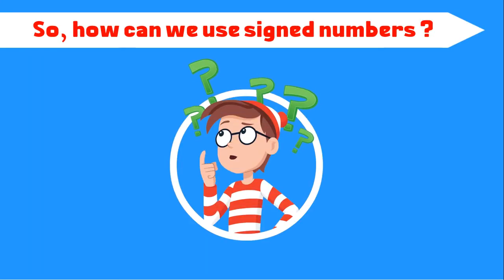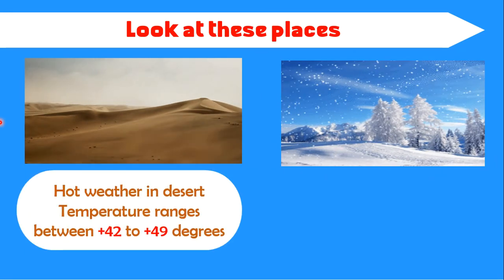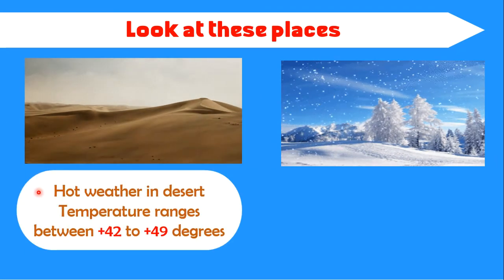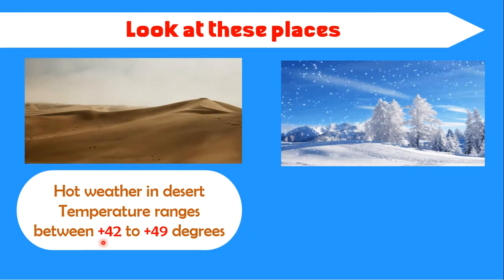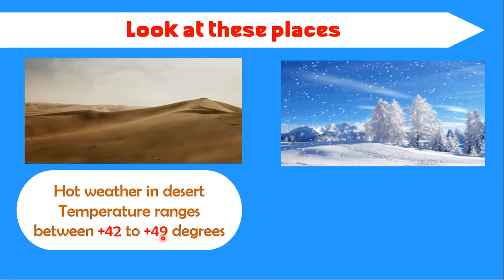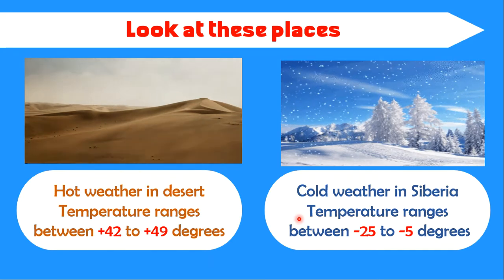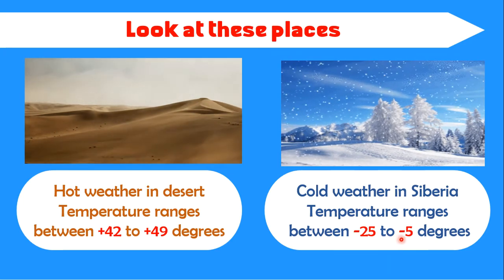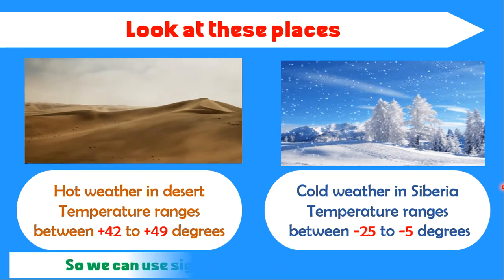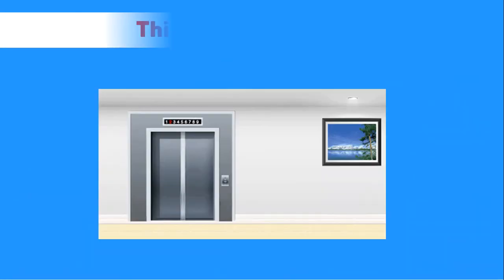So how can we use signed numbers? For what purpose? Look at these places. We have here hot weather in the desert. Temperature ranges between plus 42 to plus 49 degrees. While here in Siberia, temperature ranges between minus 25 to minus 5 degrees. So we can use signed numbers for temperature.